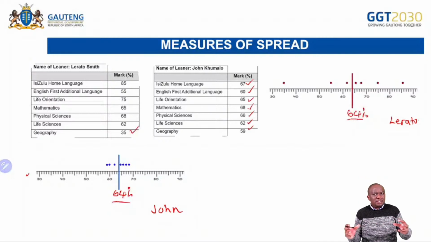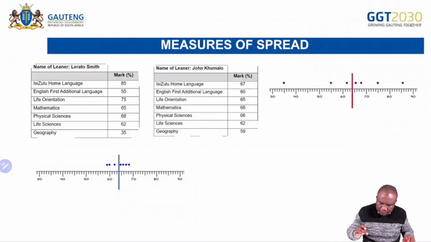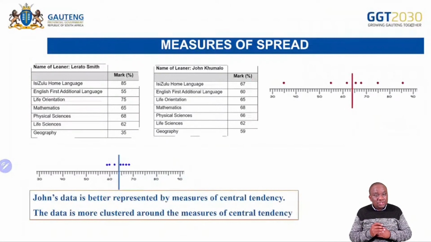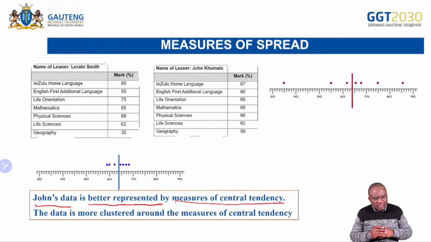Now look at the distribution of these two sets of marks. Are they the same? No, they're not the same. For Lerato, the marks are widely spread out. And then for John, the marks are clustered around the measure of central tendency. Because of that, we'll say that John's data is better represented by measures of central tendency. The data is more clustered around the measures of central tendency. Do you see that?